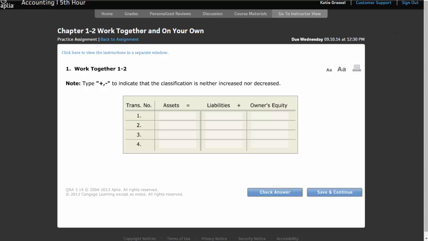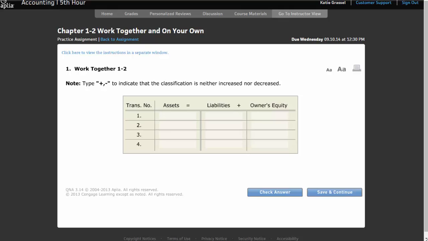So for transaction number 1, bought supplies on an account. We're doing double entry accounting, so we know we have to affect 2 accounts. Supplies, and on an account. Right? So the first one we hear is supplies. It's not owner's equity. Can we agree on that?